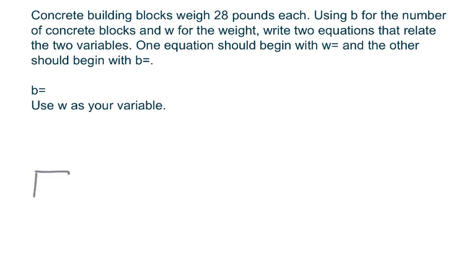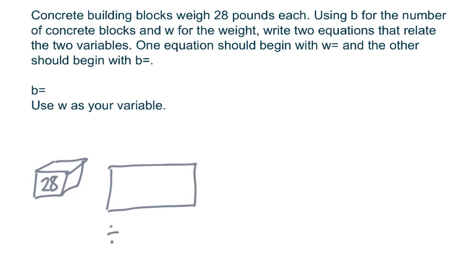Let's think about this problem. Here's a concrete block, and one of them weighs 28 pounds. So if I know the total weight and I divide the total weight by 28, it will give me the number of blocks. So by thinking about it that way, I can start to think about how to write this equation, saying that the number of blocks, which is B, is equal to the total weight divided by the weight of one block, which is 28.